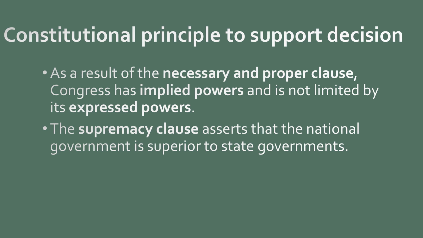So dealing with the first question, could Congress create a national bank? And they said yes. And the reason is this first bullet point. As a result of the necessary and proper clause, Congress has implied powers and is not limited by its expressed powers, meaning that Congress can go beyond what is directly stated, expressed, enumerated in the Constitution. Because of the necessary and proper clause, they have implied powers, therefore they can make laws and do things beyond what the Constitution specifically enumerates or expresses that they may do.